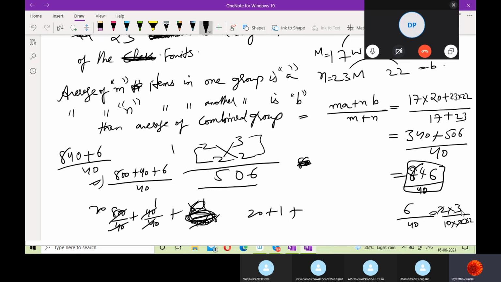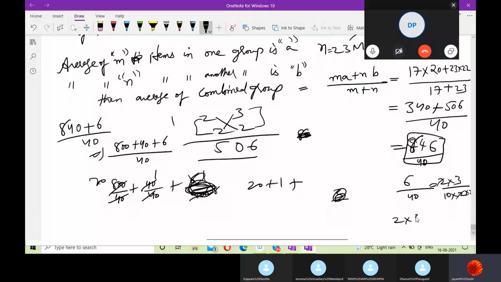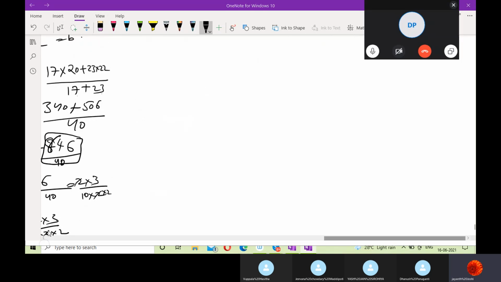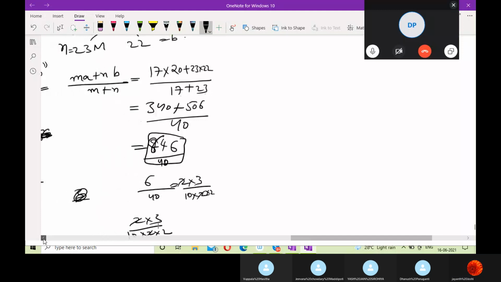Three by 20. So I will do one thing. Just see what I'm doing. I just wrote 2 into 3 by 10 into 2 into 2, correct? This is gone. 3 by 10 is 0.3, correct? All of you, please tell me 3 by 10 is what? 0.3 or not?